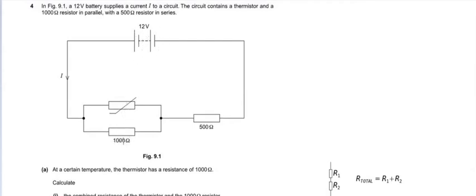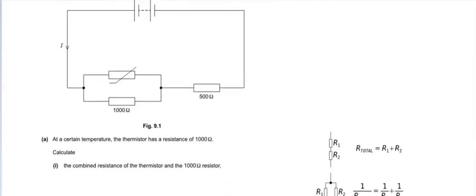The first resistor is a 1000 ohm resistor. This one is the thermistor, and those are connected in parallel because there are junctions. And this is another 500 ohm resistor which is connected in series with this combination. This combination is a parallel combination, and it is in series with this 500 ohm resistor.